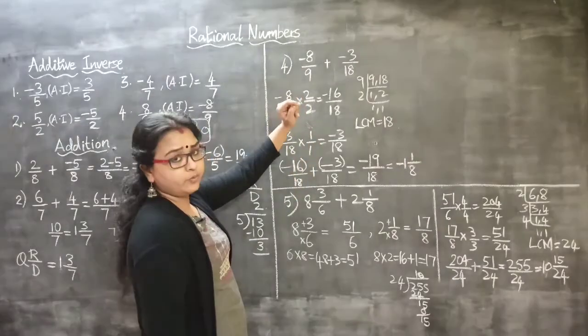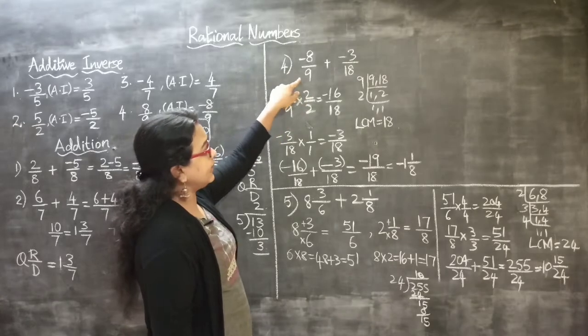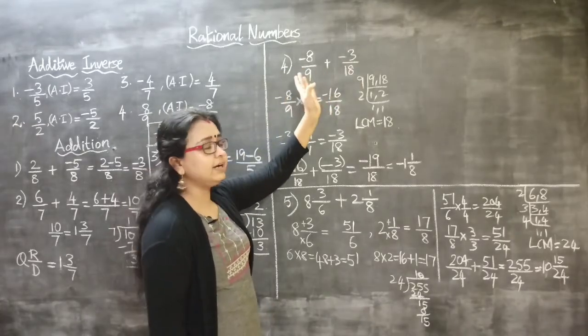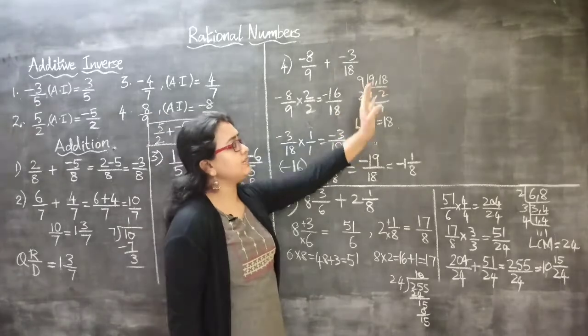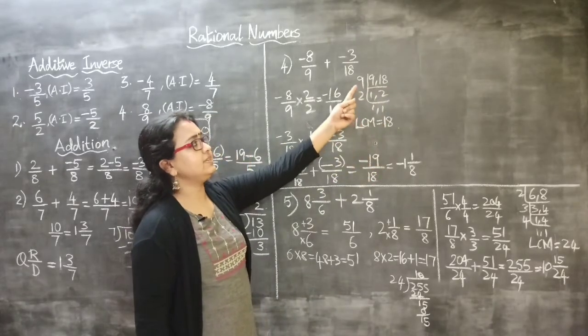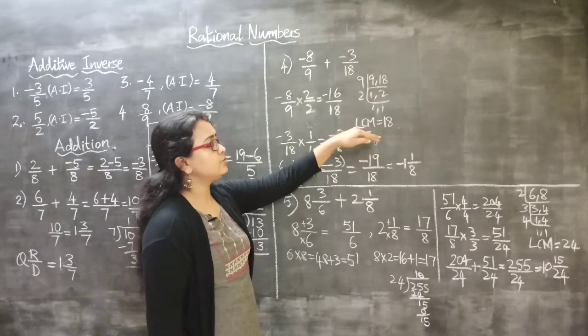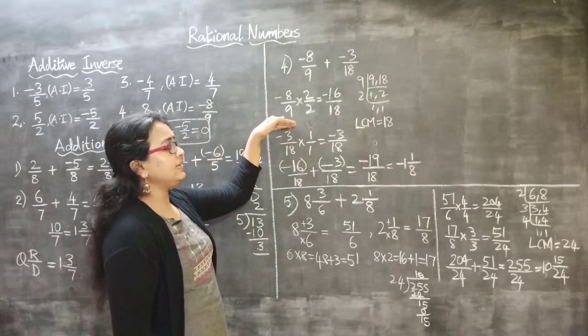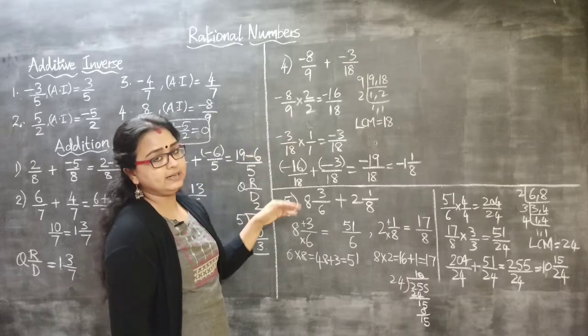Now fourth example, minus 8 by 9 plus minus 3 by 18. Now if you see, there are two different denominators. So 9 and 18, when I find LCM, I will be getting 18. You can see here 9 2s are 18. So LCM is 18. So when the LCM is 18, we need to make both the denominators as 18.